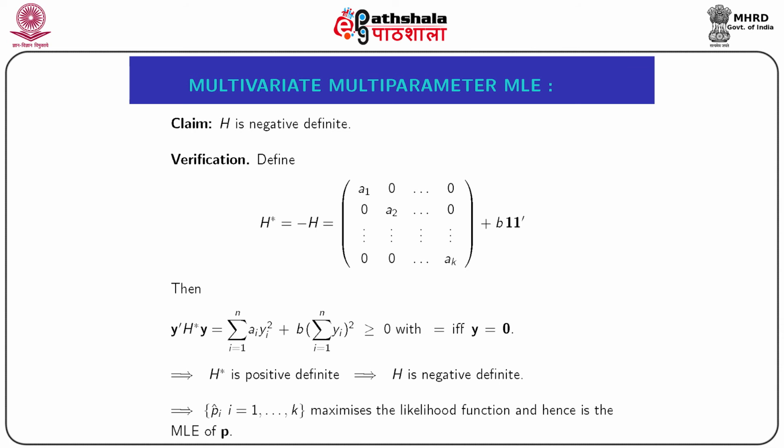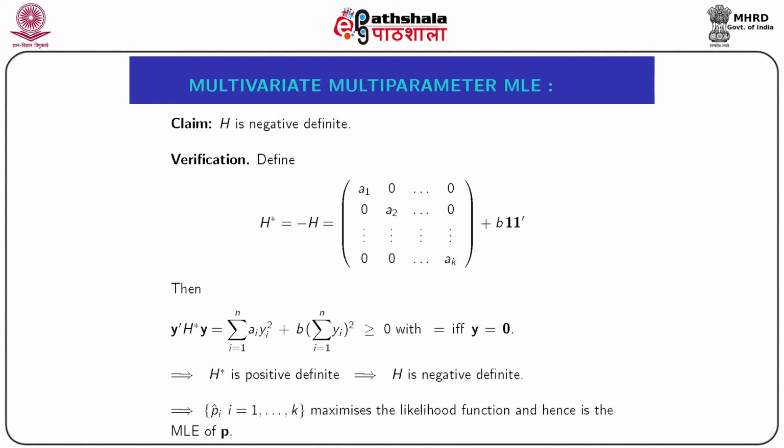To this end, y curl prime H star y curl is equal to summation i from 1 to k of ai yi square plus b into the summation i from 1 to k of yi, whole square, that is greater than or equal to 0 for all yi, and it attains equality with 0 if and only if y curl equals the null vector.